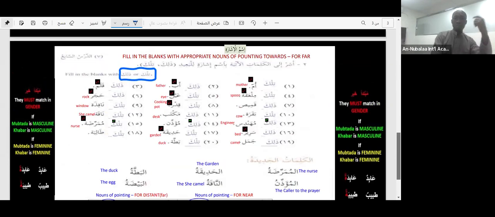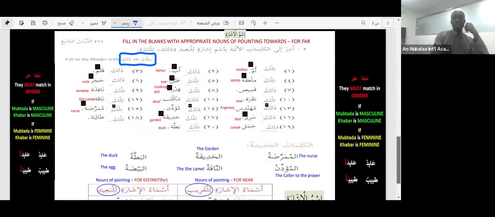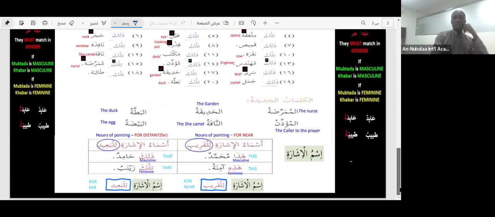Here, read and write. Fill in the blanks with appropriate nouns of pointing. We have al-hadiqatu, the garden. We have al-batta, the duck. We have al-mumarrida, the nurse. We have al-mu'adhin, the caller to prayer. That is masculine: dhalika al-mu'adhin, that is the muadhin. Tilka mumarrida, that is a female nurse. Tilka hadiqatun, that is a garden. Hadihi naqa, this is a she camel.